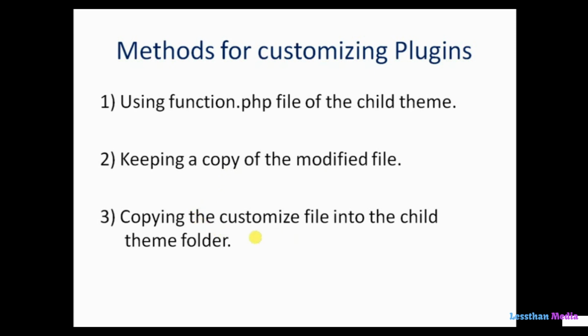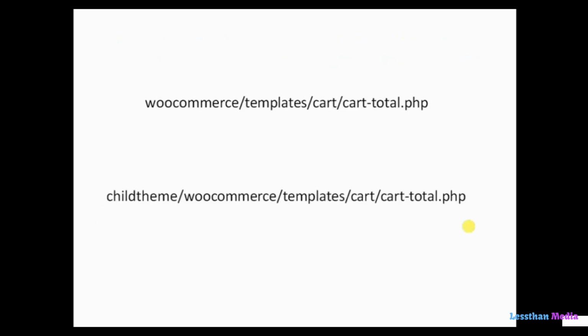And the third method is copying the customized file into the child theme folder. In this method you will need to create a folder inside the child theme folder for that plugin in which you want to do customization. Like let's suppose you want to modify the cart-total.php file of the Woocommerce plugin. So first you will need to create a Woocommerce folder inside the child theme folder and then copy the modified cart-total.php file to the corresponding folder inside the child theme folder. In this way your customization will not be lost after you update your plugin. So these are the easy methods for doing customization inside a plugin without the worry of losing your changes.